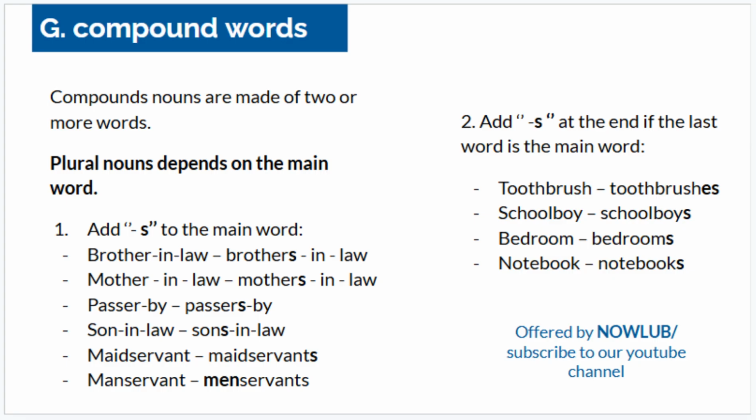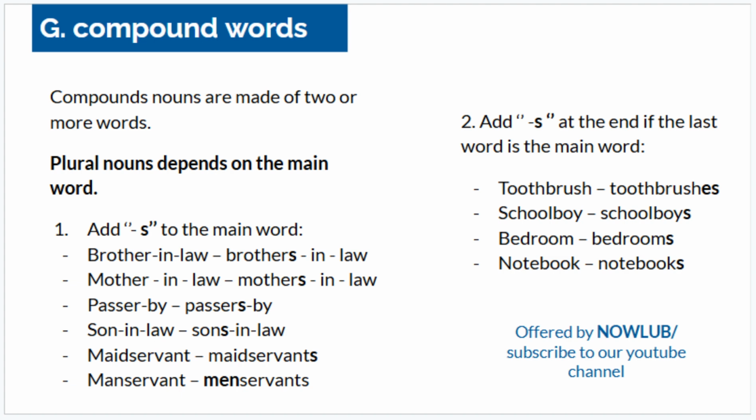Formula number two, you have to add an S at the end if the last word is the main word. For example, toothbrush. So the main word in toothbrush is not tooth, but it is brush. Because it is brush, we add an S on brush, and then we say toothbrushes. Schoolboy, schoolboys. Bedroom, bedrooms. Notebook, notebooks.